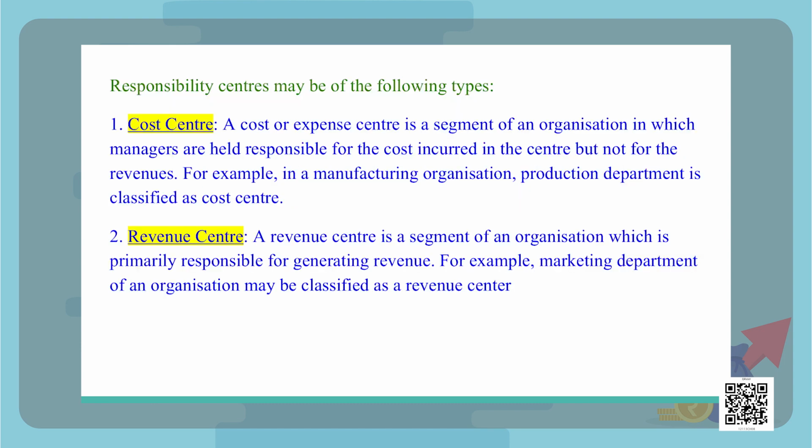So, the various types of responsibility centers are cost center. A cost or expense center is a segment of an organization in which managers are held responsible for the cost incurred in the center, but not for the revenue. For example, in a manufacturing organization, production department is actually a cost center because it is only incurring expenses, but it is not generating revenue for the organization. Then we have revenue centers.